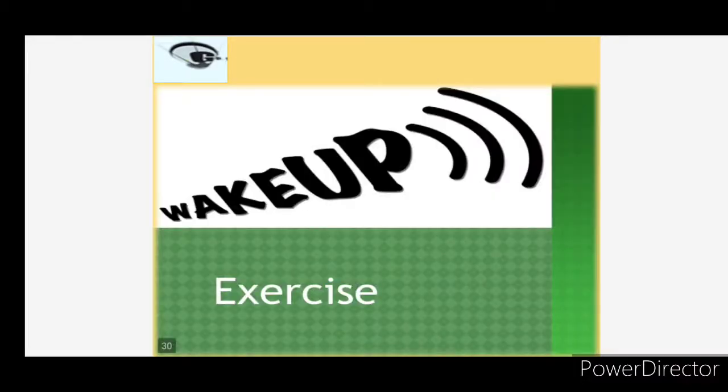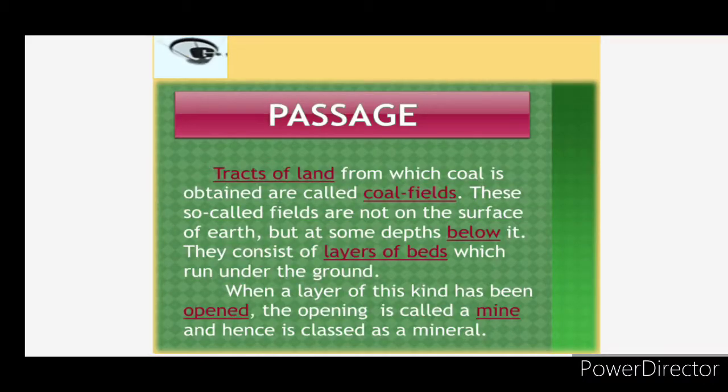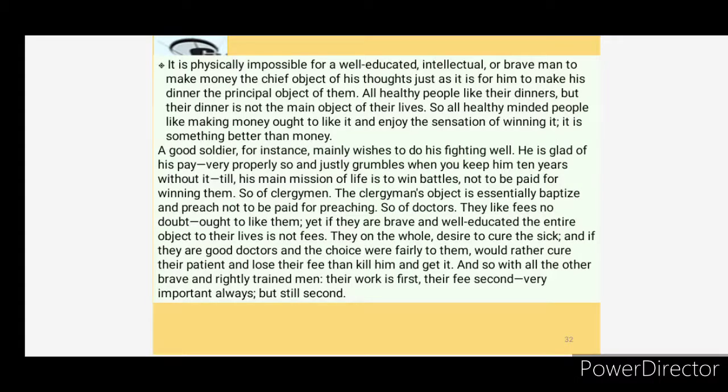Now, I have an exercise for you. Let's read a passage and let's see how we are going to change it. Tracts of land from which coal is obtained are called coal fields. These so-called fields are not on the surface of the earth, but at some depth below it. They consist of layers of beds which run under the ground. When a layer of this kind has been opened, the opening is called a mine and hence is classed as a mineral. So this was the information that has been extracted from a passage. Now let's have a look at this passage.